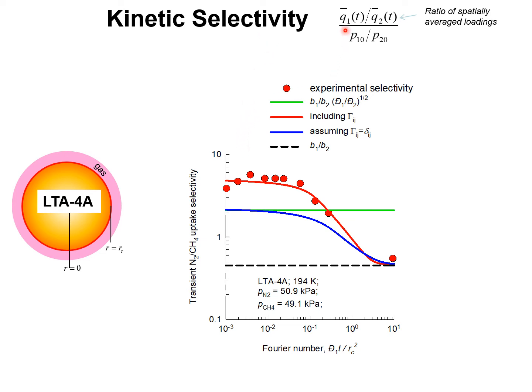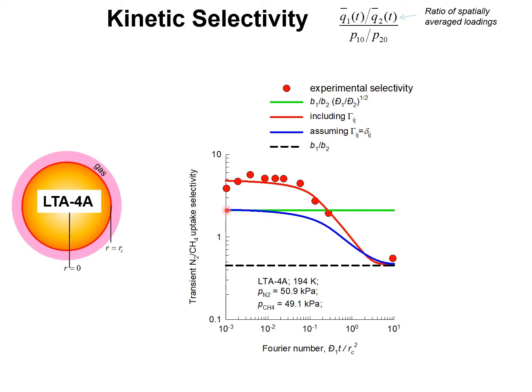The kinetic selectivity is defined as the ratio of the spatially averaged component loadings for 1 and 2 divided by the corresponding ratio of the partial pressures in the bulk gas phase surrounding the particle. For the Habgood experiments, the transient uptake selectivity determined from this formula are plotted here as a function of the Fourier number.